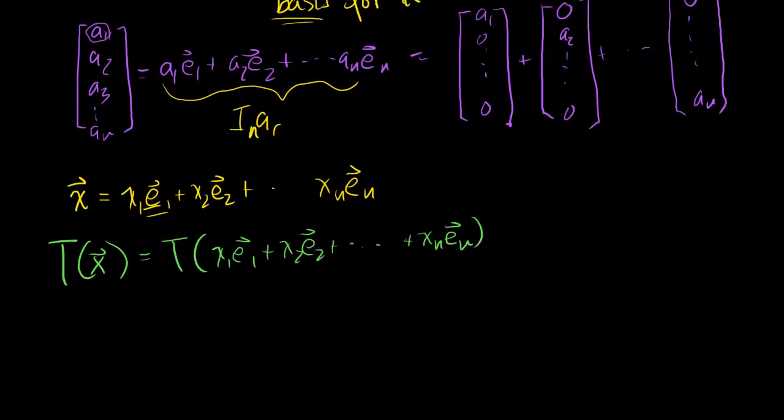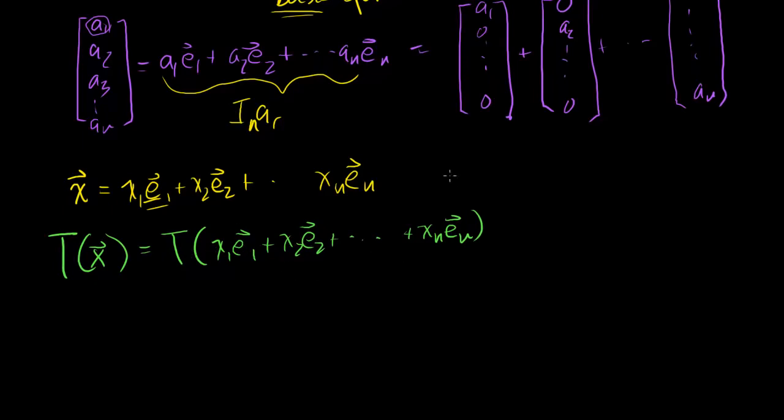Now, from the definition of linear transformations, we know that the transformation of the sum is equal to the sum of the transformations. So this is equal to the transformation of x1 e1 plus the transformation of x2 e2, where this is just any linear transformation. Let me make that very clear. This is any linear transformation. By definition, linear transformations have to satisfy these properties.